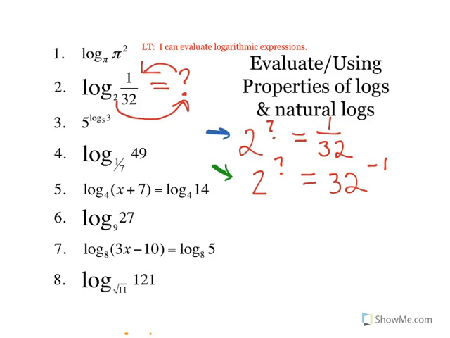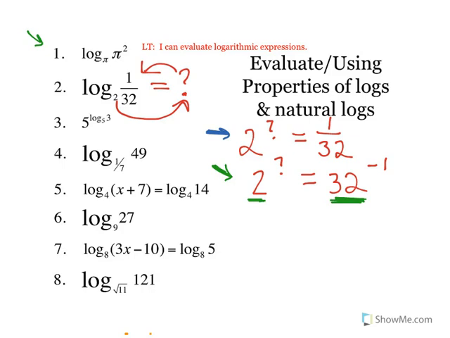So think about it. If we can rewrite these two things with the same base, then we will have our answer. Just like we did in the first problem up here, we had pi to what power equals pi squared. Because the bases were the same, we knew the powers equaled each other. So we need to do that same process in this problem. I need to rewrite 32 with a base of 2. So here's what I need you to think through. How can I rewrite 32 with a base of 2?